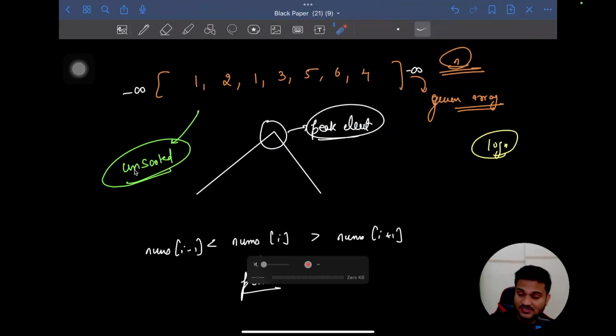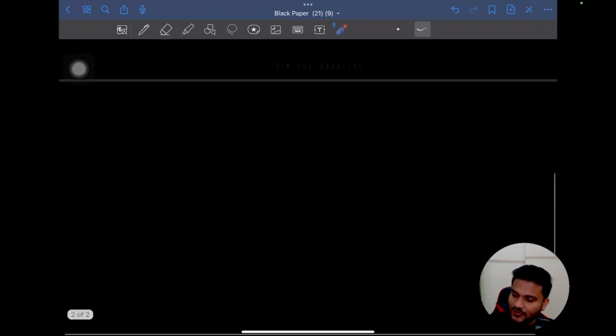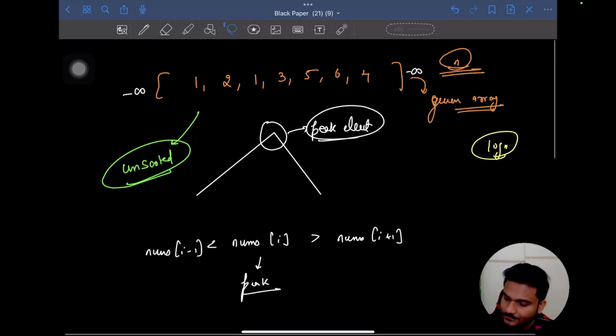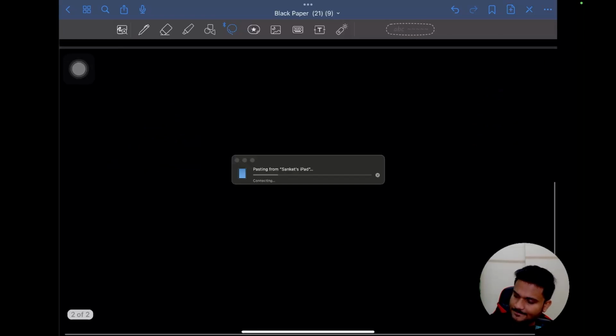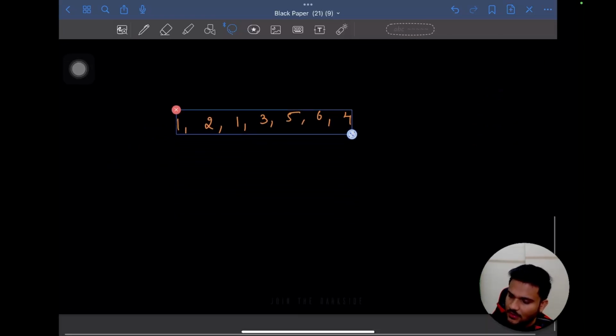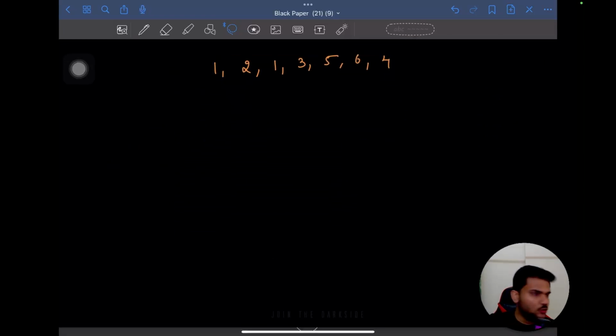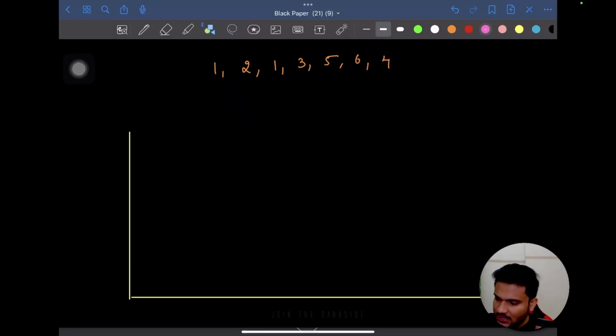Now this is the interesting part. Just think about it. Let's say the array is this only. I'll copy this content, paste. Okay, now I'll help you draw a graph. Let's try to draw a graph, guys. It will help us get a better understanding. Okay, let's say this is 1 2 3 4 5 6.